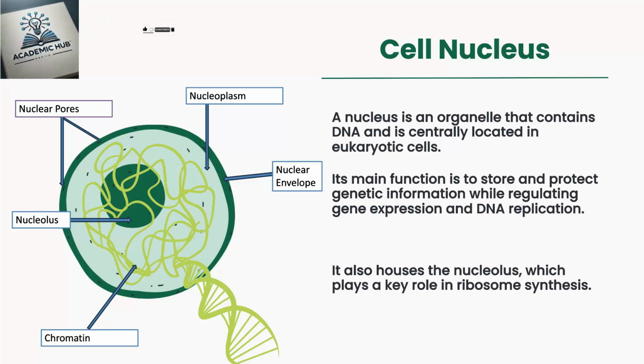Now lastly, the cell nucleus is essential for life, acting as the control center for genetic storage, gene regulation and cell division. It ensures that the correct proteins are made, DNA is copied accurately, and ribosomes are produced efficiently. The nucleolus plays a vital role in ribosome synthesis, enabling protein production.